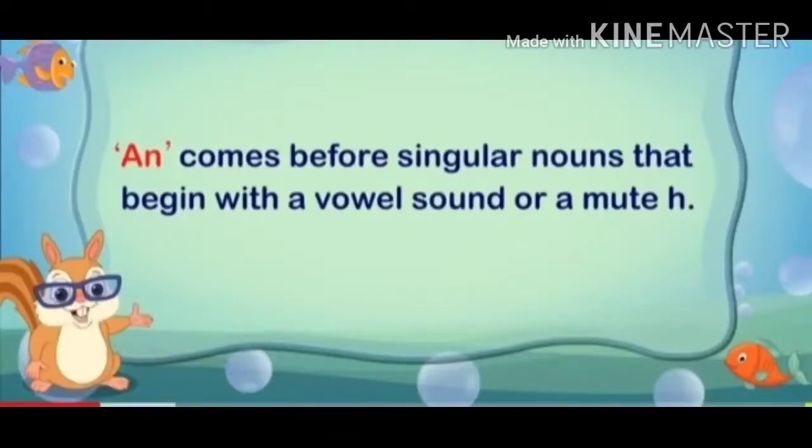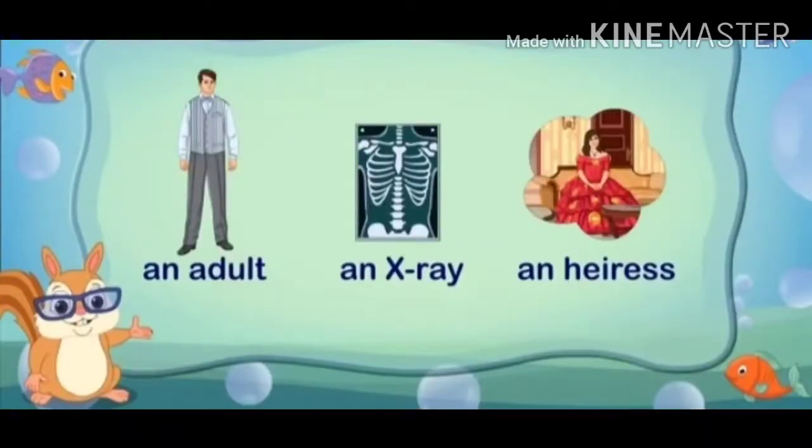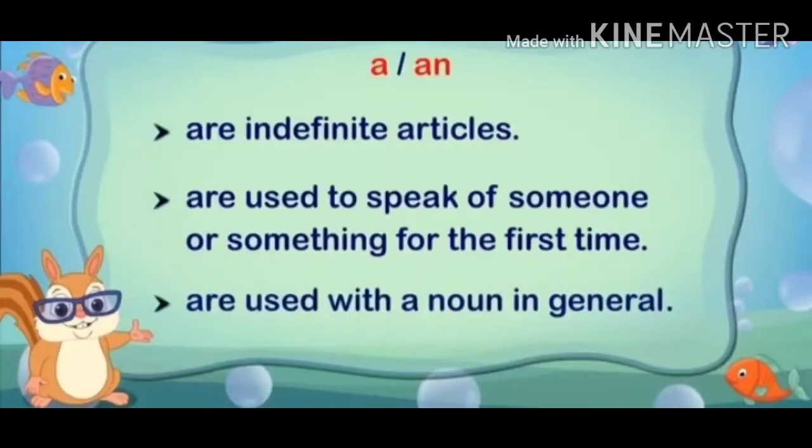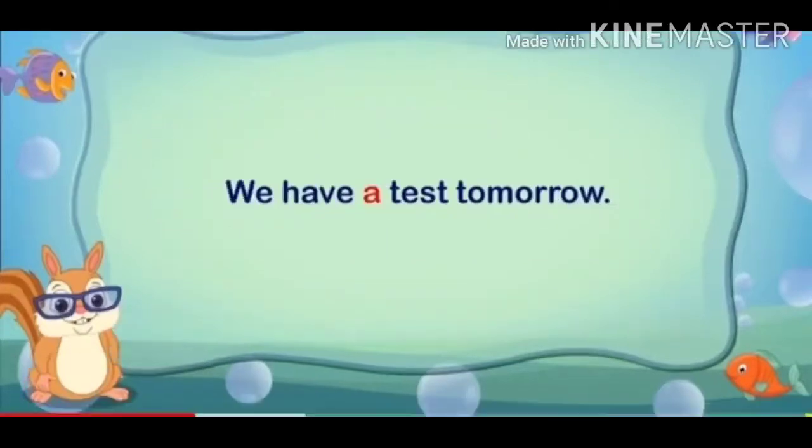Now let's take up some examples. An adult, an X-ray, an heiress. Okay students? Now a or an are indefinite articles. A or an are used to speak of someone or something for the first time. And a or an are used with a noun in general. Now students, please keep these things in mind. Okay? Now we will take up an example. We have a test tomorrow. Here a is placed before the word test.